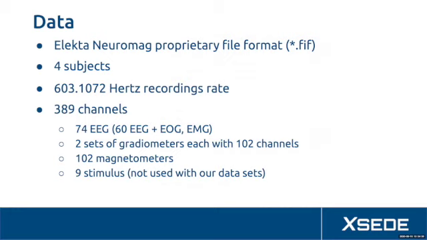I want to talk a little bit about the data. The original data was in a proprietary NeuroMag file format. We had 4 subjects, 3 females, 1 male, and their age range from 20 to 30. All the subject data were recorded at approximately 603 hertz with a total of 389 channels, which contain 4 main types of signals, which David, I think, had mentioned: the EEG, the 2 gradiometers, and the magnetometer. This gave us a total of 366 data channels per subject, and the remaining 23 channels we didn't use.